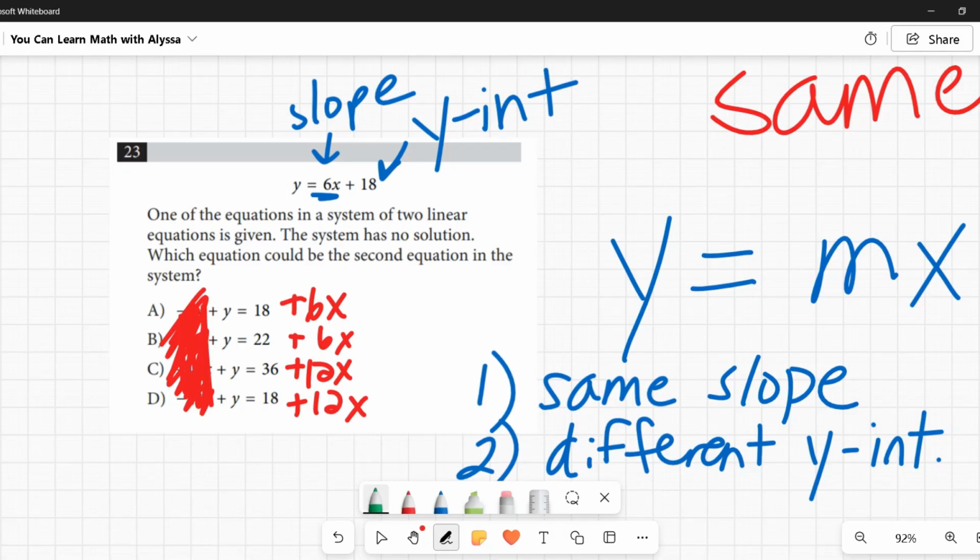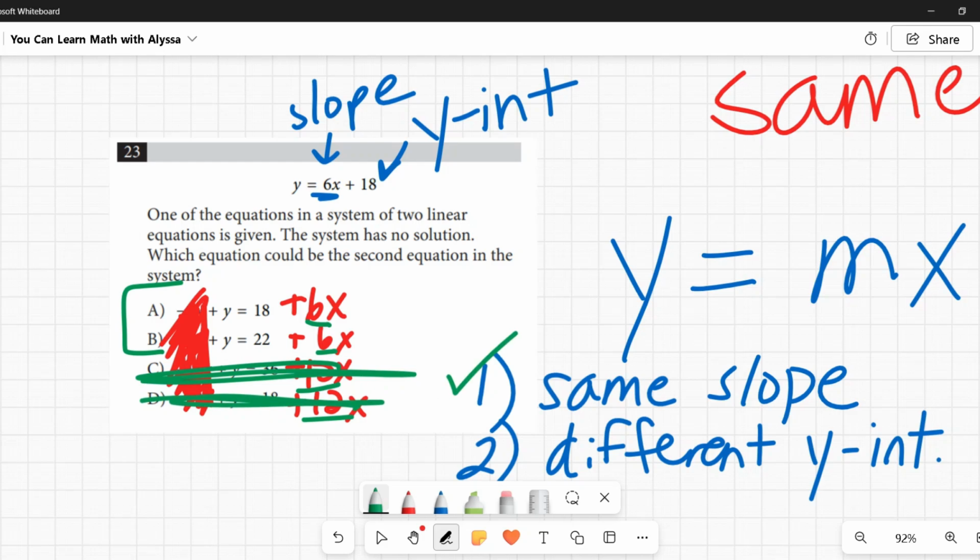Just move on. What are the slopes of A and B? They are both 6. That coefficient by the x is 6. Okay, they have the same slope. They're both contenders. What about C and D? No, for those, the slope is 12. They do not have the same slope. A and B pass the first test.